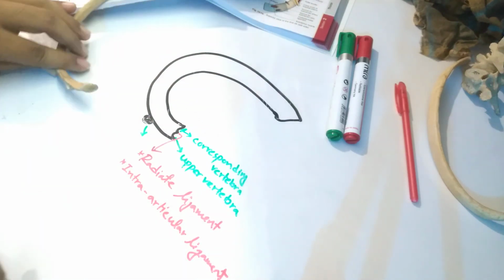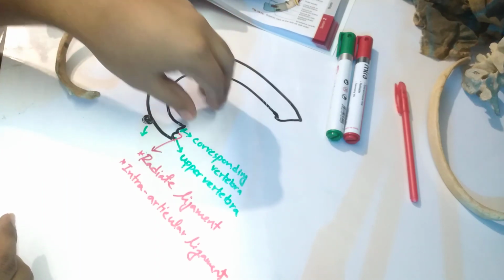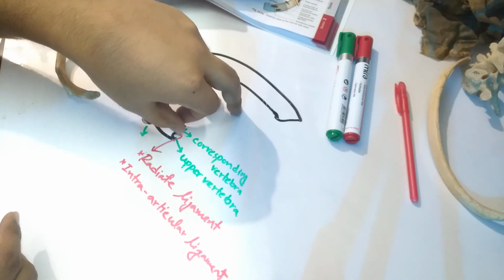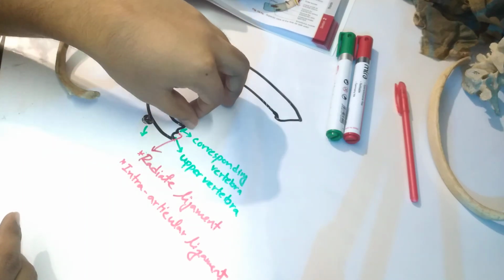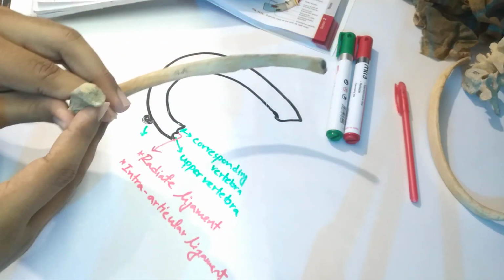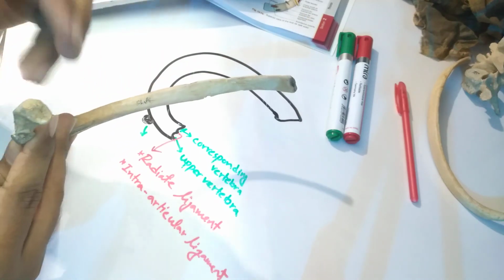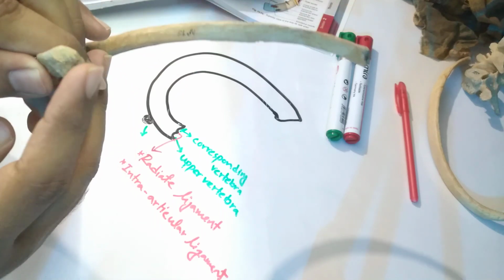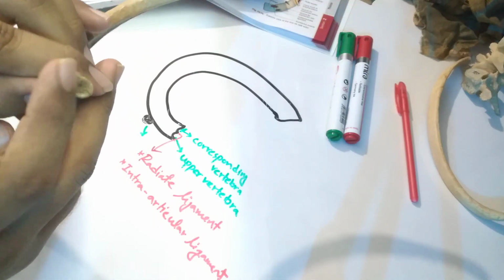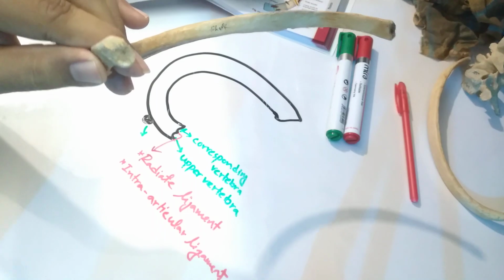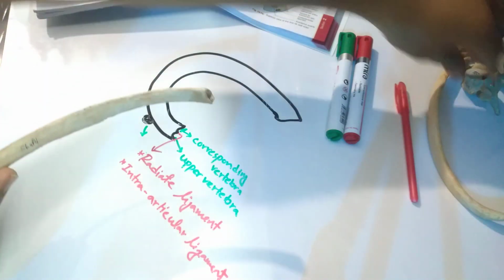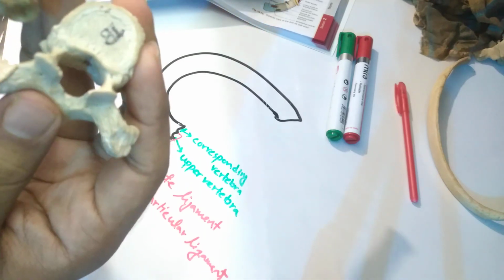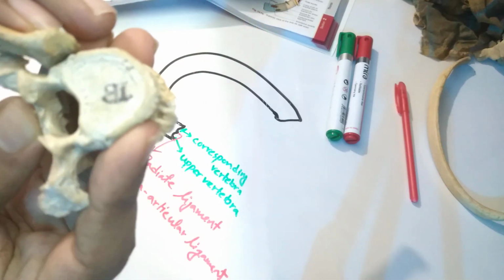If I see the picture, this is the inferior facet and this is the superior facet. The inferior facet articulates with the body of the corresponding vertebra. This facet is larger than the superior facet. It articulates with the corresponding body of the vertebra, in this way.